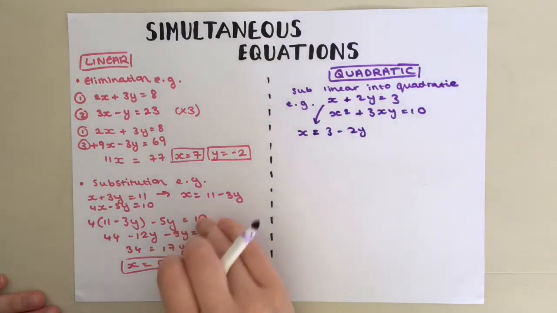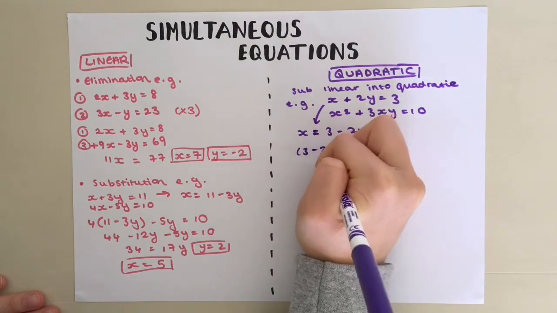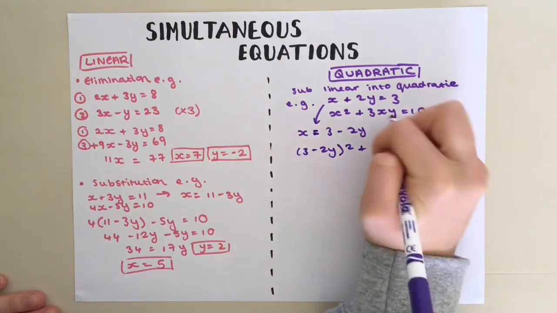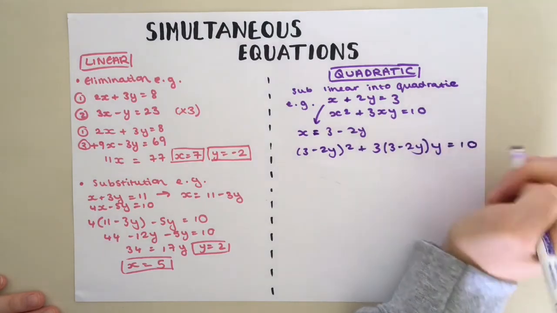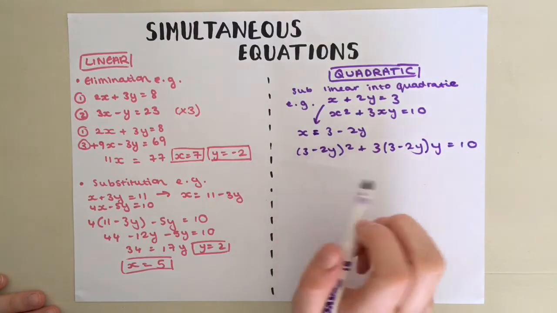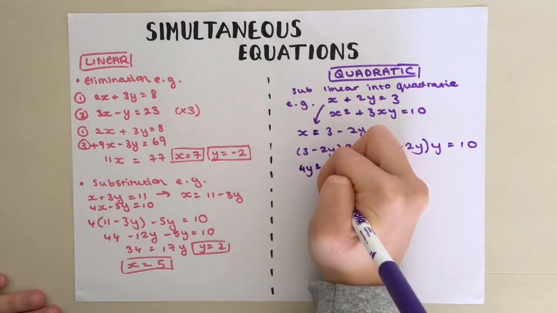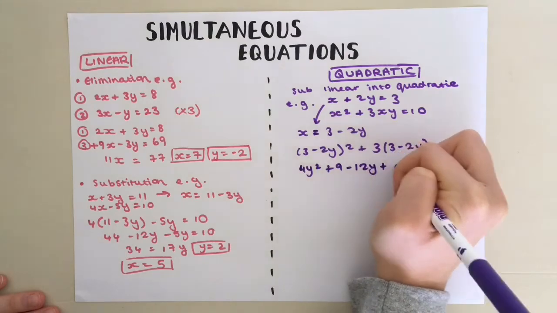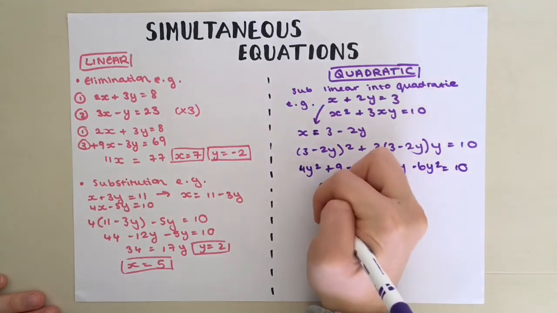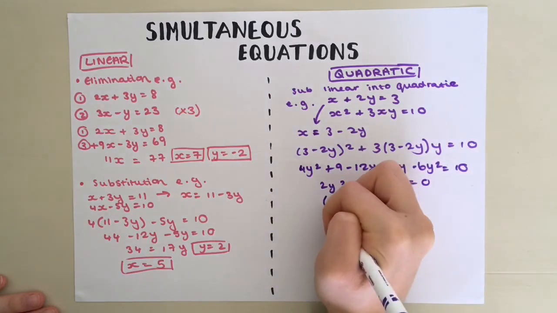And then, like we did here in this substitution method, we substitute this x into this equation. So we will get 3 minus 2y all squared plus 3 minus 2y, because we've got another x here, y equals 10. And now we can see that we've eliminated all the x's from the equation and we've just got y's in place. So then if you expand all that out, you get 4y squared plus 9 minus 12y plus 9y minus 6y squared equals 10. Then you can simplify that and you'll get 2y squared plus 3y plus 1 equals 0, and then factorise.